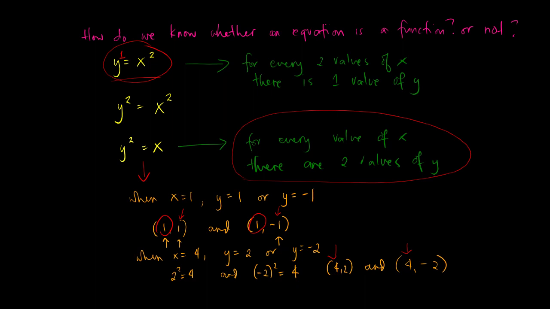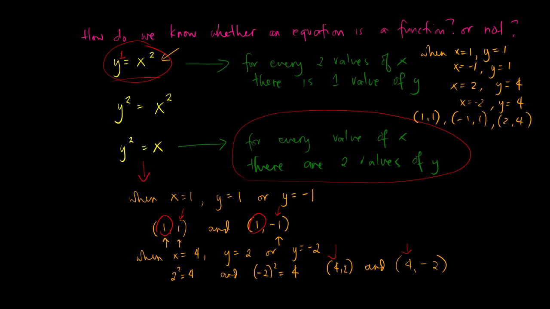Now, what about the first equation? y equals x squared. See, when x is equal to 1, y is always equal to 1. When x is equal to negative 1, y is also equal to 1. When x is 2, y is equal to 4. When x is negative 2, y is equal to 4, giving us the ordered pairs (1, 1), (negative 1, 1), (2, 4), (negative 2, 4), and we can go on and on.